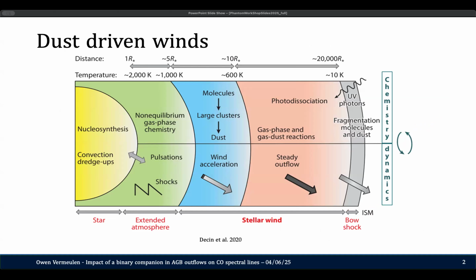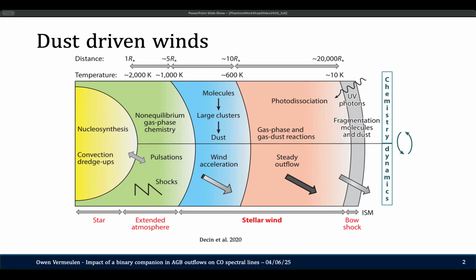So starting on the very left, we have the star itself. It's still synthesizing elements, and it's also prone to strong convection and dredge-ups. And these stars also strongly pulsate. These pulsations can shock material, essentially levitating this material up into the higher, cooler regions. And then this combination of a higher density in these cool regions is ideal for dust formation. And upon this dust, the radiation can start to push. And as the dust is driven out, it will drag along the surrounding gas, leading to a steady outflow of material.